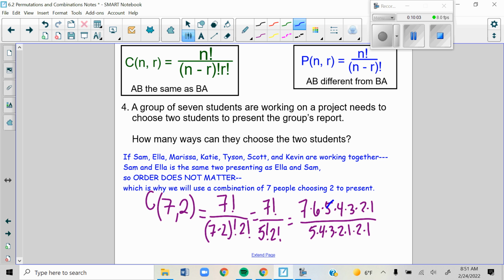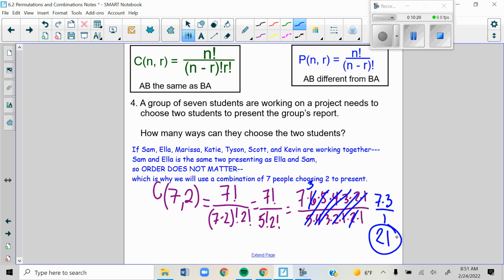So my 5, 4, 3, 2, 1 will cancel, and then I have a 7 times 6 over a 2 times 1. Well, I can actually reduce the 6 down to a 3 with that 2. So I get 7 times 3 over 1, so I have 21 different choices that I can have for partners. So notice combinations gives significantly fewer choices because AB is the same thing as BA, so that counts as one choice instead of two.